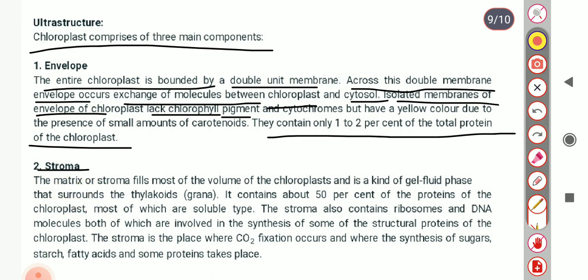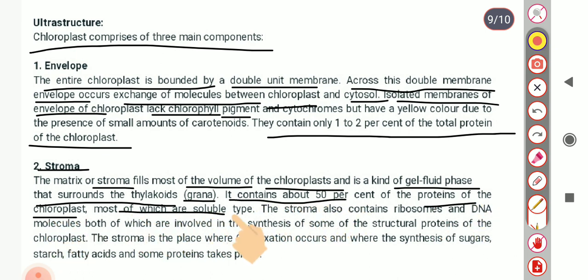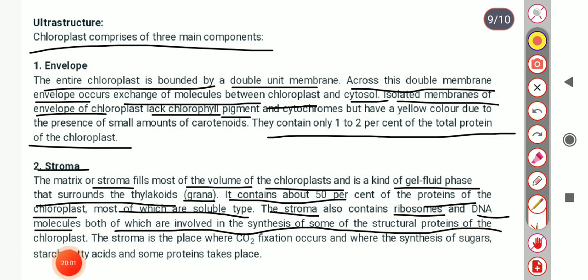Second, stroma. The matrix of the stroma fills most of the volume of the chloroplast, and it is a kind of gel-fluid phase that surrounds the thylakoid grana. It contains about 50% of the protein in the chloroplast, most of which is soluble type. The stroma also contains ribosomes and DNA molecules, both of which are involved in the synthesis of some structural proteins of the chloroplast.